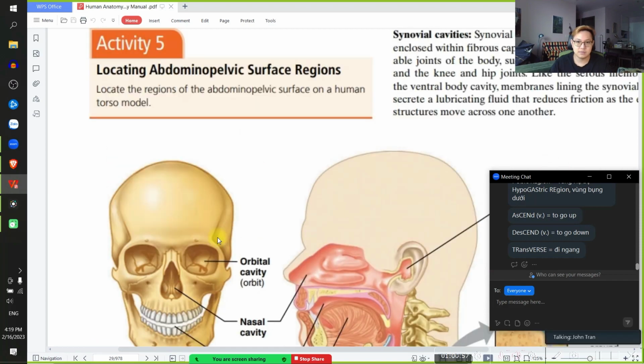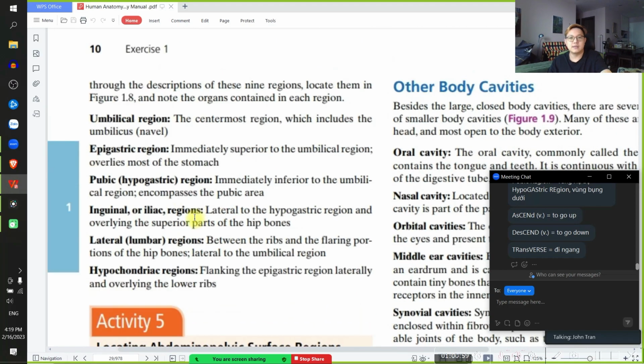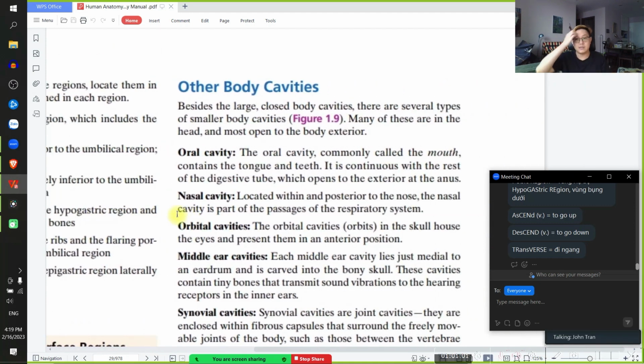On the body cavity. Okay, now beside these main cavities, ngoài những cái main cavities, so we have thoracic cavity, khoang lồng ngực. We have abdominal pelvic cavity. These are the two most important cavities, okay? Hai cái khoang bự nhất, quan trọng nhất. We have other body cavities as well. Những cái khoang cơ thể khác nè.